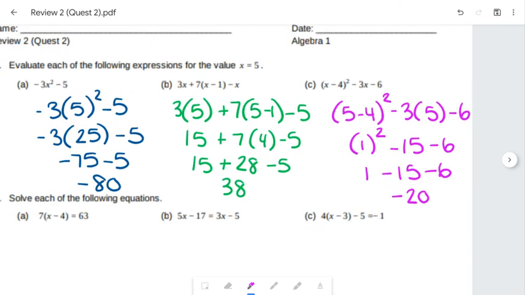Okay. So that was just evaluating. So remember when we evaluate, we just plug in. If you distributed and combined like terms first and then plugged in x after, that's fine too. As long as you got these as your answers, negative 80, 38, and negative 20, you did it correctly.